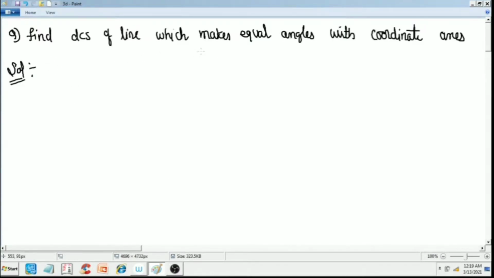Find DCs of a line which makes equal angles with the coordinate axes. Now here we are given the x-axis, y-axis, z-axis. A line makes equal angles with respect to the coordinate axes. Let us say this is theta, this is also theta, this is also theta. This line makes equal angles. So alpha equals theta, beta equals theta, gamma equals theta.